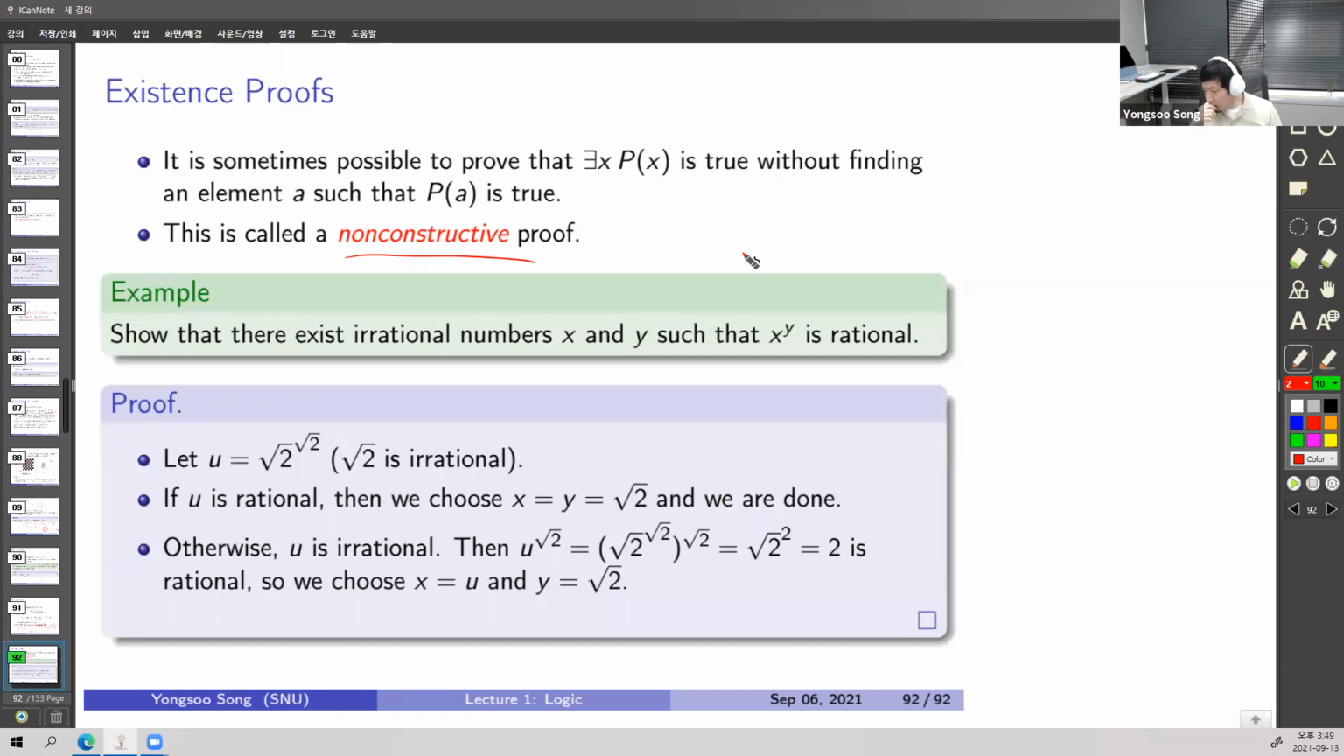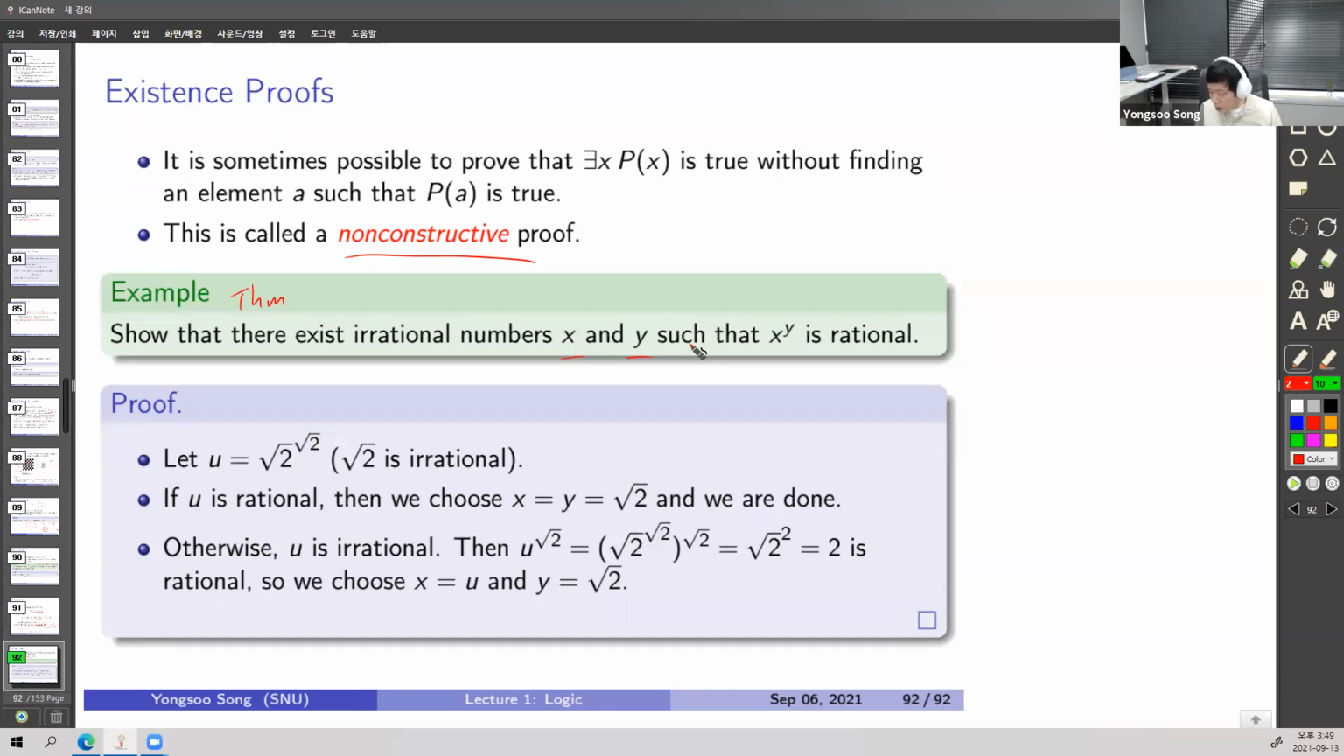But I think the non-constructive proof is sometimes more interesting. In this approach, you would like to show that there is an element A such that P of A is true, but you can show this statement even without finding such an element A. So here's one example. In this theorem, we want to show that there exist irrational numbers x and y such that x to the power of y is a rational number. And this is how we prove this statement.